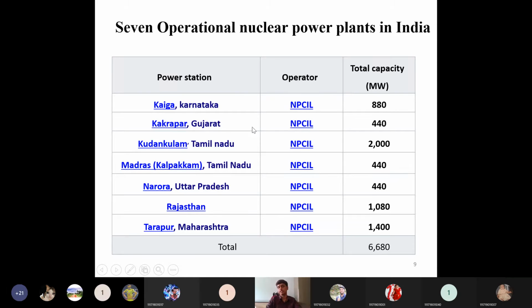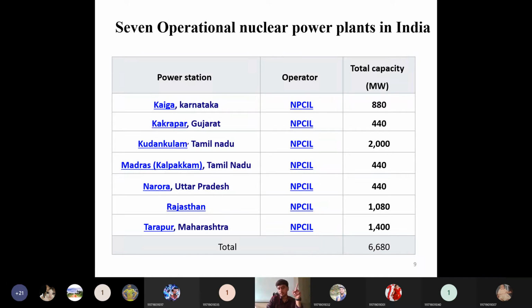Then Kakrapar, which is in Gujarat, also operated by NPCIL, Nuclear Power Corporation of India Limited, with an installed capacity of 440 megawatts. Then Kudankulam, which is in Tamil Nadu, and also Madras, which is in Kalpakkam. These two are also operated by Nuclear Power Corporation of India Limited, and they are located in Tamil Nadu, with installed capacities of 2,000 and 440 megawatts respectively.